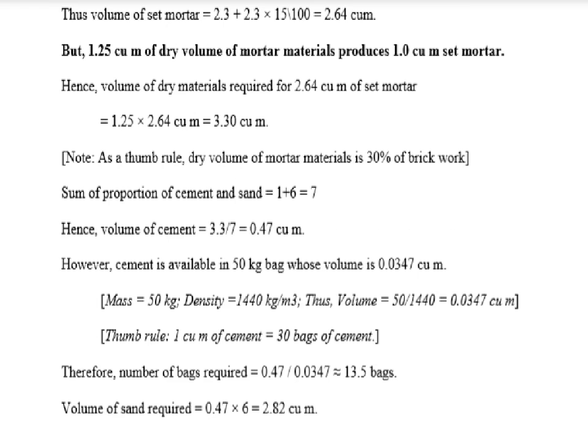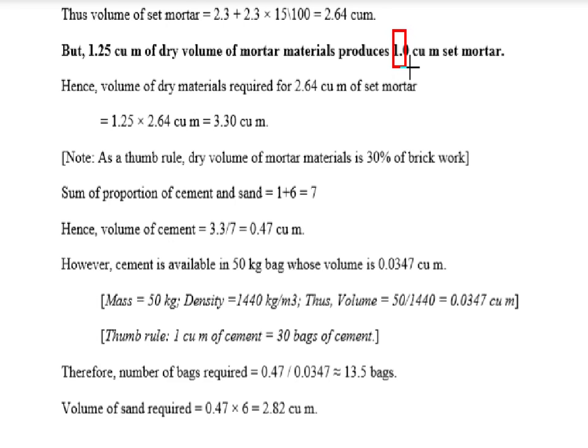But as we know, 1.25 cubic meter of dry volume of mortar material produces 1.0 cubic meter of set mortar. It means if we use 1.25 cubic meter of dry volume, that is dry cement and dry sand, it will produce 1.0 cubic meter of wet or set mortar.